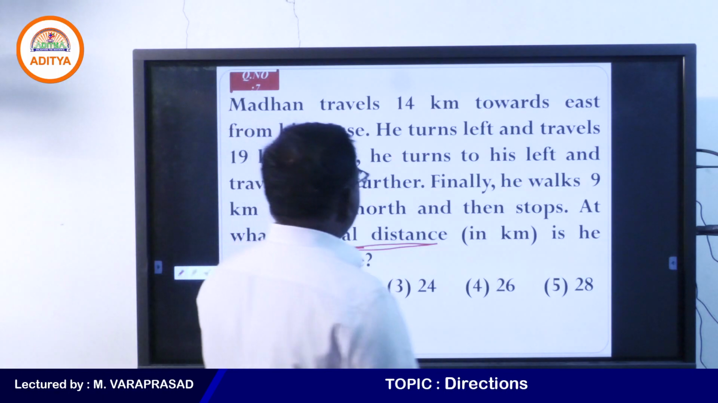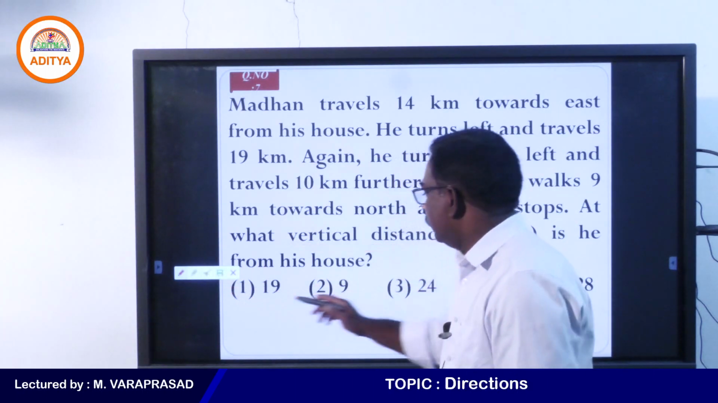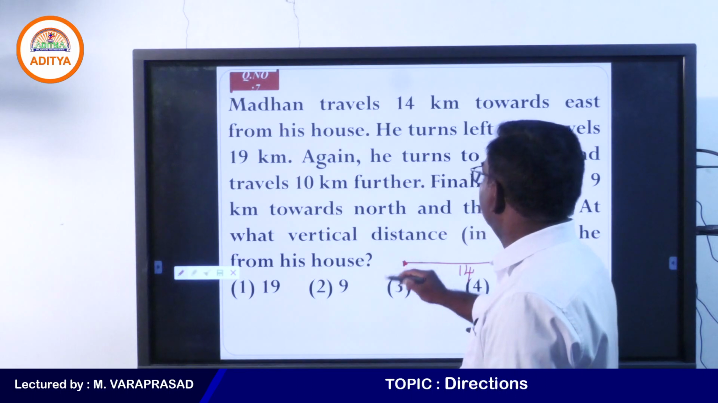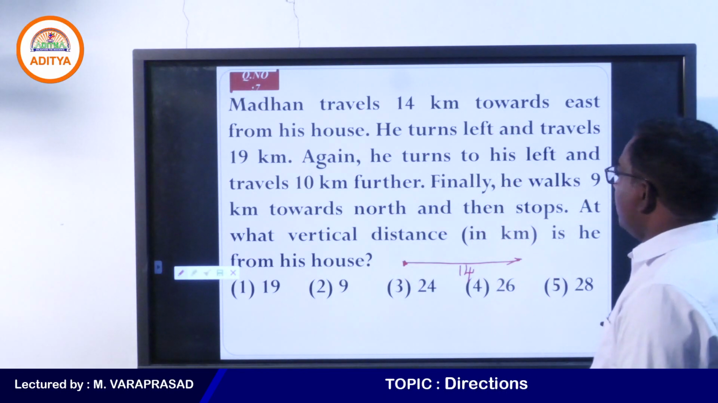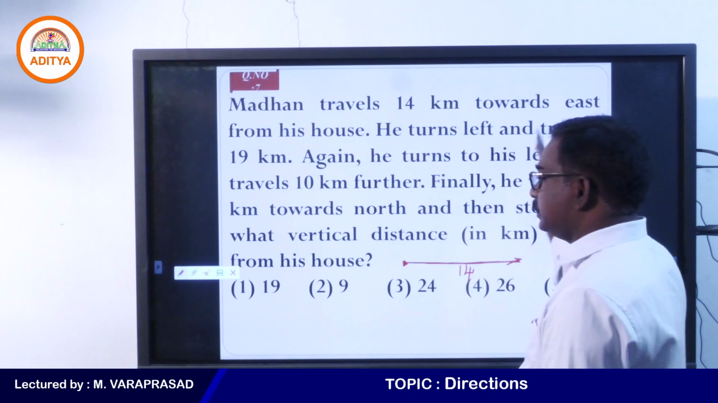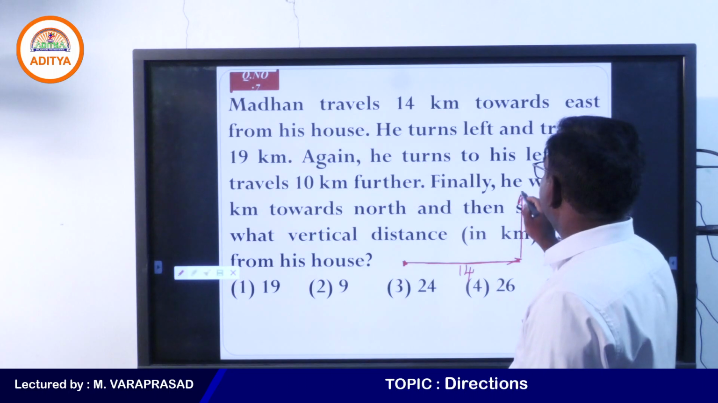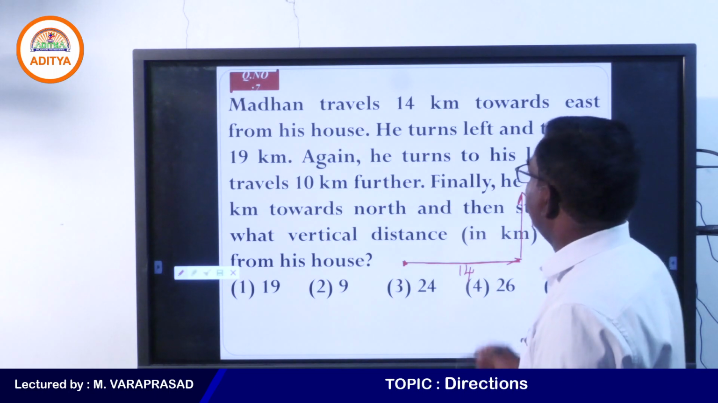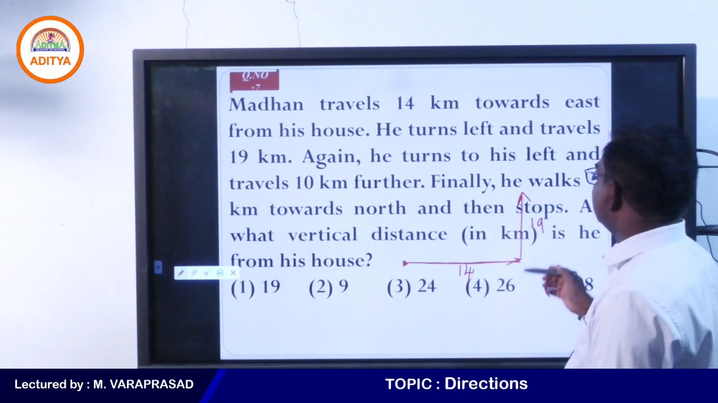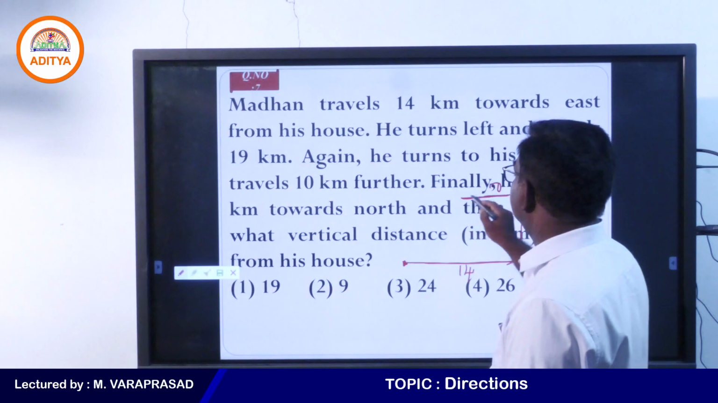Madhan travels 14 km towards east, means to your right, 14 kilometers to your right. So this is the starting point. He turns left and travels 19 kilometers. Turns left means anti-clockwise. Again he turns to his left and travels 10 kilometers.